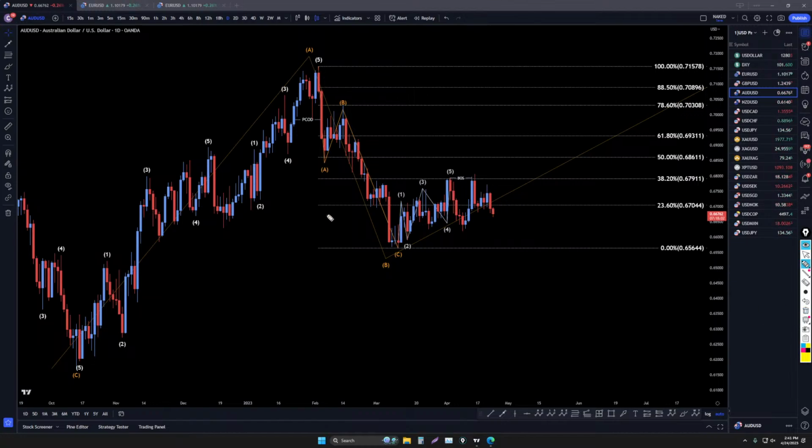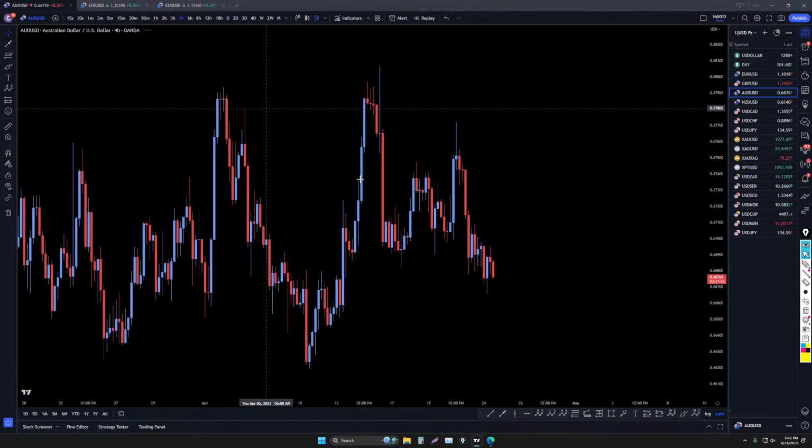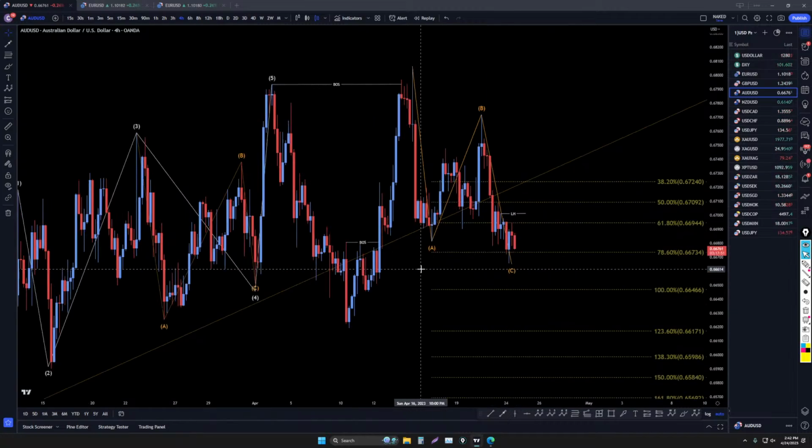I definitely don't see any reason to think that this is over, and I would probably still look for shorts on short time frames since it is going down, and there's really no confirmation that it is over yet, so we may as well just trade with the trend on the short time frames.